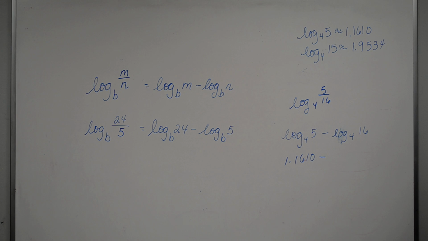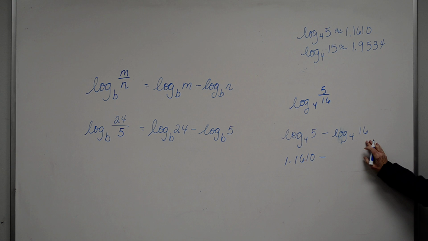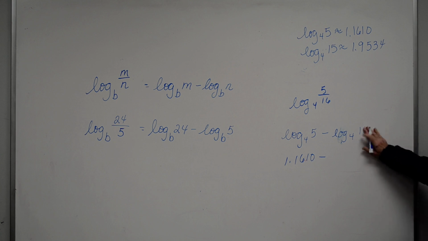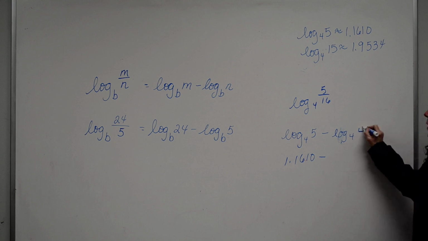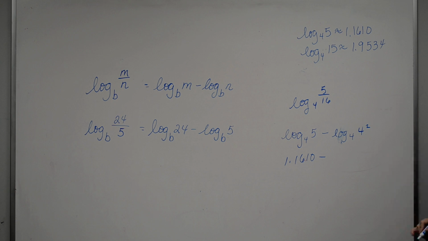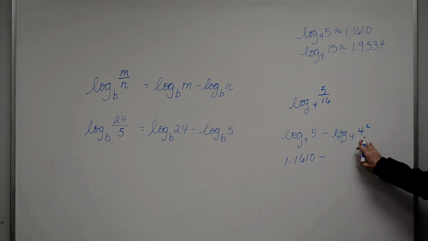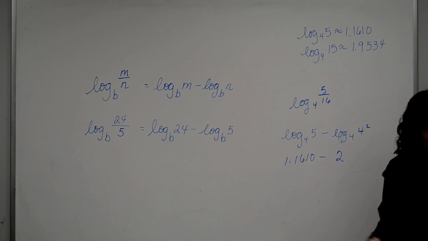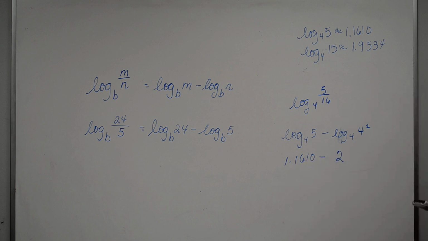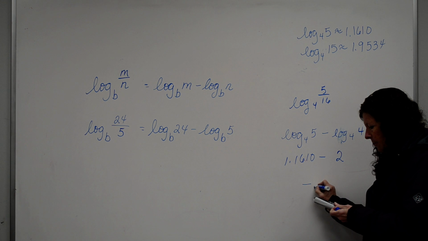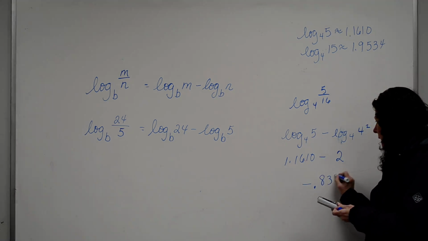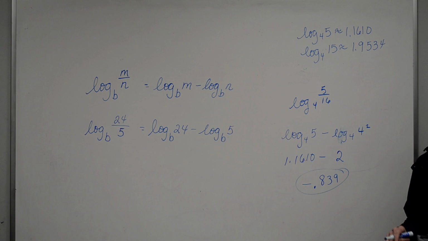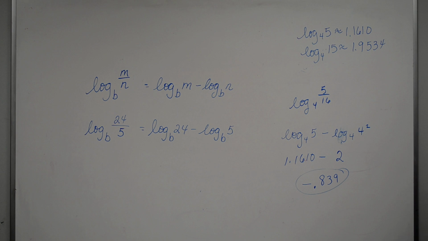4 and 4, 16. Okay, I'm going to write my 16 as 4 squared. So what is my answer to that going to be? 2. Okay, so then I'm going to subtract. And I'm going to get, let's see, 1.1610 minus 2. I'm going to get a negative 0.839. Okay? Does that make sense?